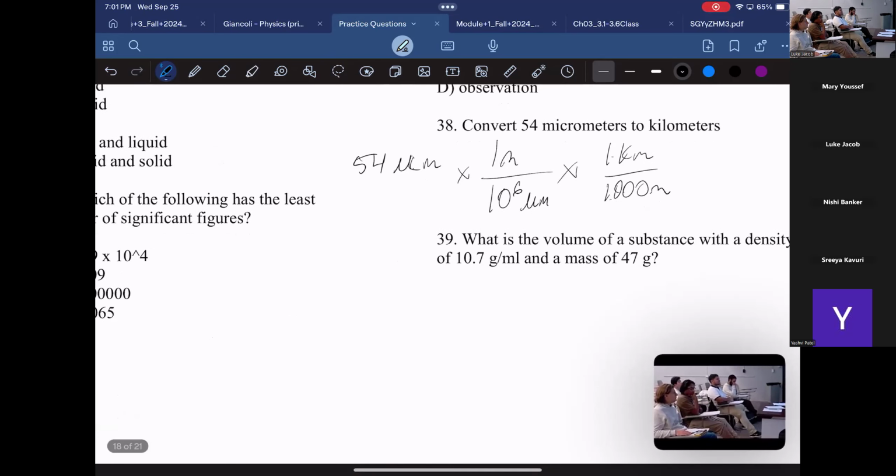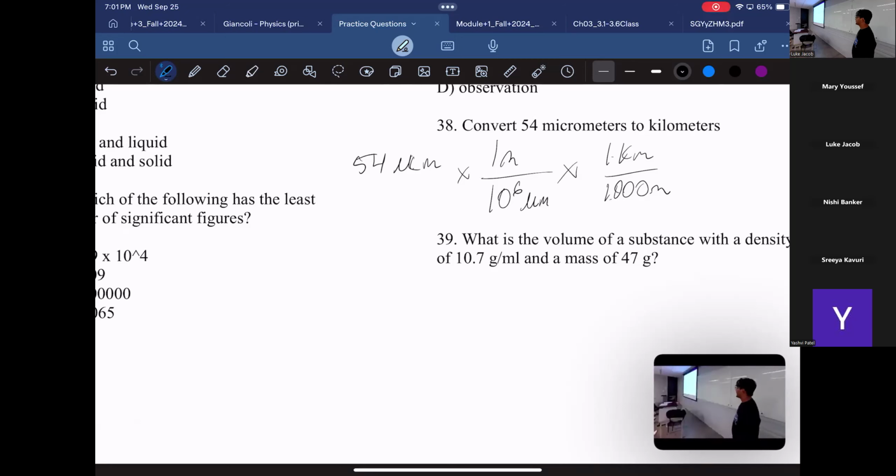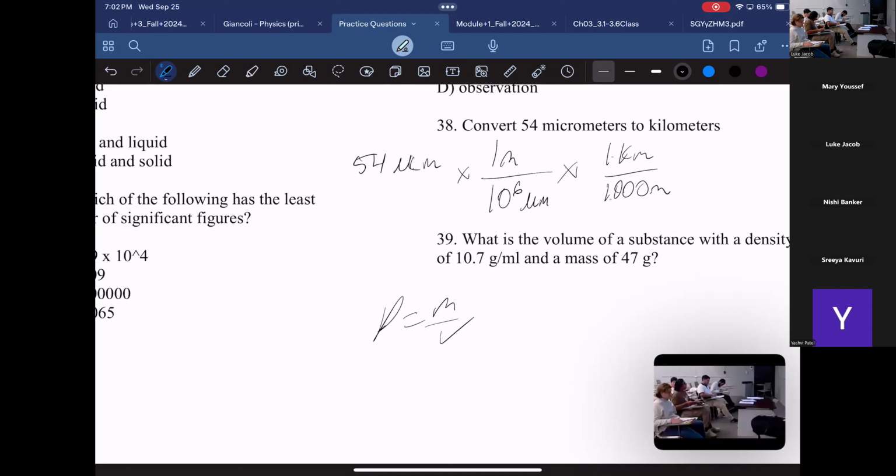What is the volume of a substance with a density of that, and then, I got P. Yeah, mass. Good. You guys know how to do this one? I think so. 4.4 ml. I mean, I didn't get the answer, but alright. V equals M over D, and that's it.